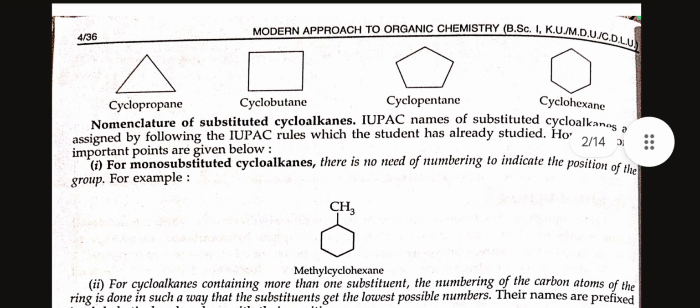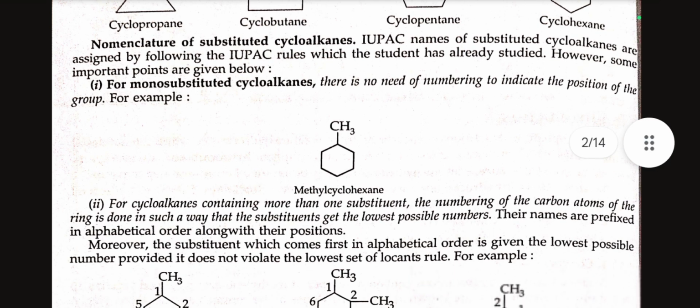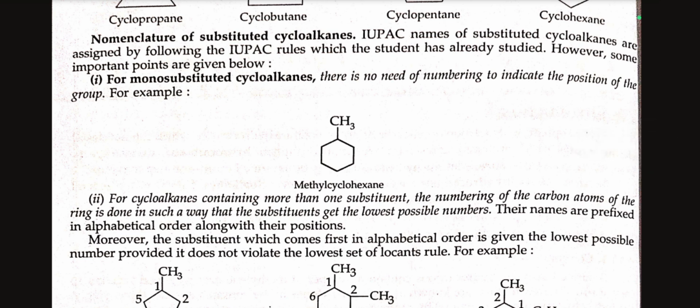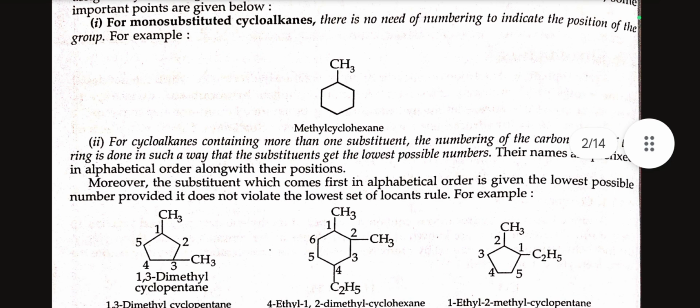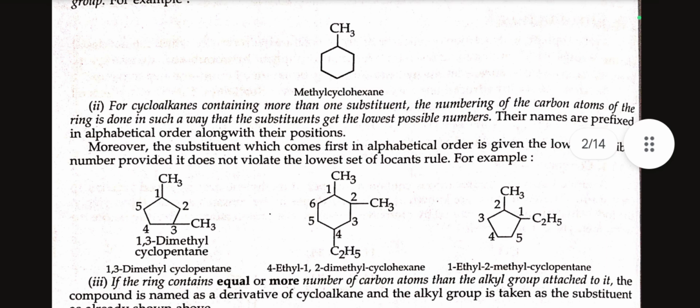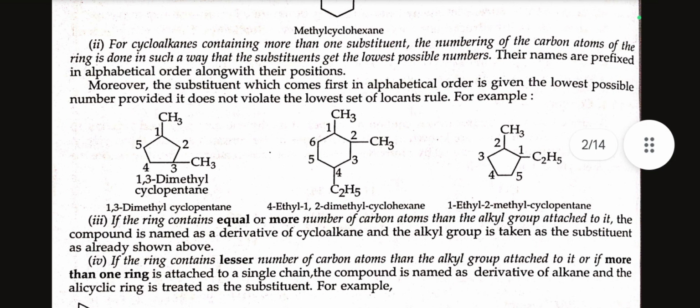For monosubstituted cycloalkane, there is no need of numbering to indicate the position of the group. For example, methylcyclohexane. For cycloalkanes containing more than one substituent, the numbering of the carbon atoms of the ring is done in such a way that the substituents get the lowest possible numbers. Their names are prefixed in alphabetic order along with their positions. For example, 1,3-dimethylcyclopropane, 4-ethyl-1,2-dimethylcyclohexane, 1-ethyl-2-methylcyclopentane.